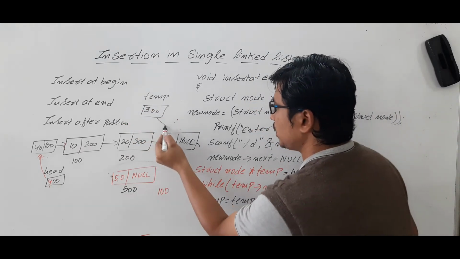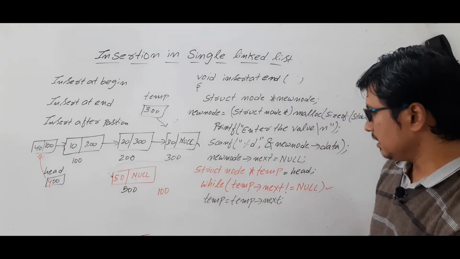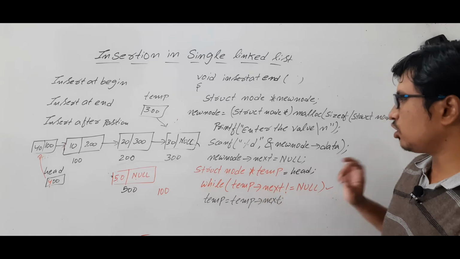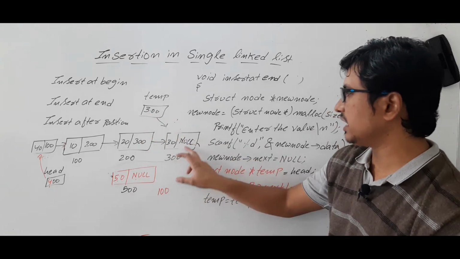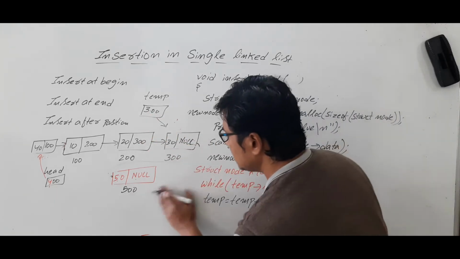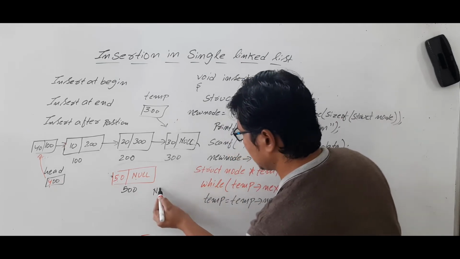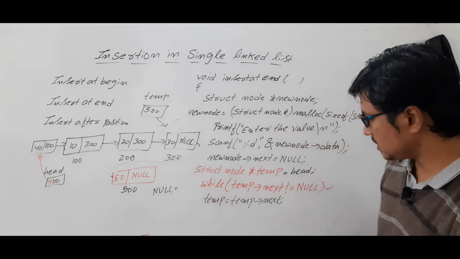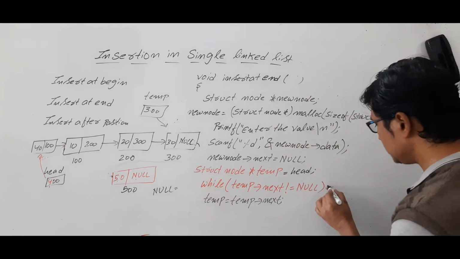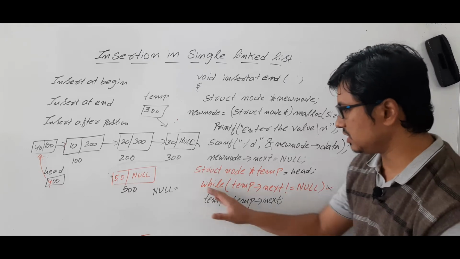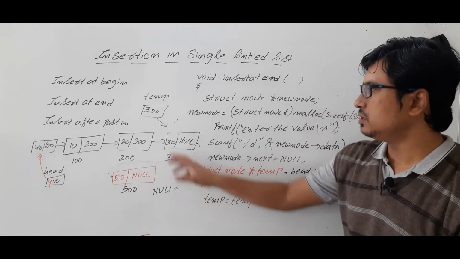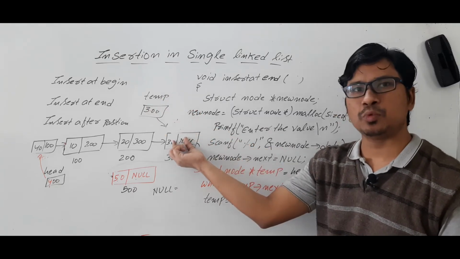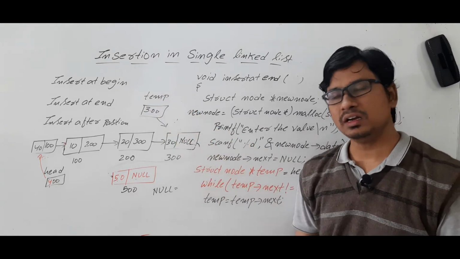So finally, temp is pointing here till now. Look at here. Once it is done, again you check the condition: temp of next not equal to null. 300 of next is null. Null is equal to null, but they are saying null not equal to null. So this condition has failed. If this condition fails, you will come out of the while loop. Once you come out of the while loop, look at where temp is pointing. Temp is pointing to the last node in the linked list.